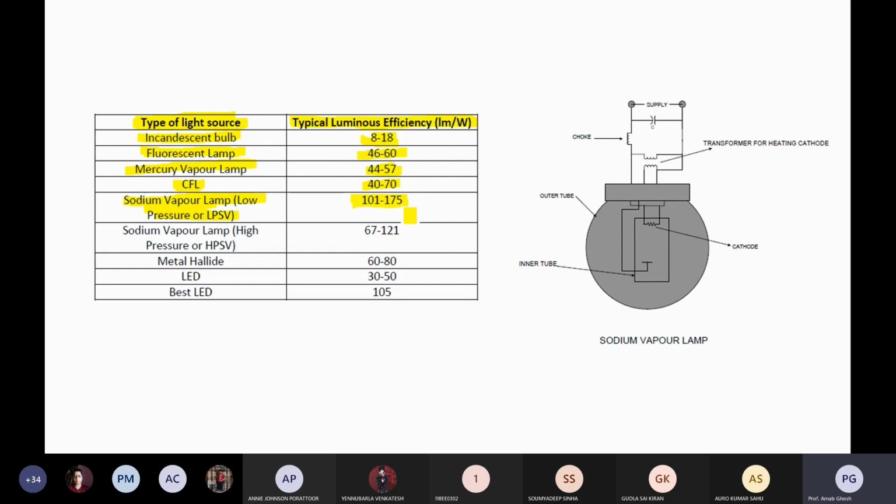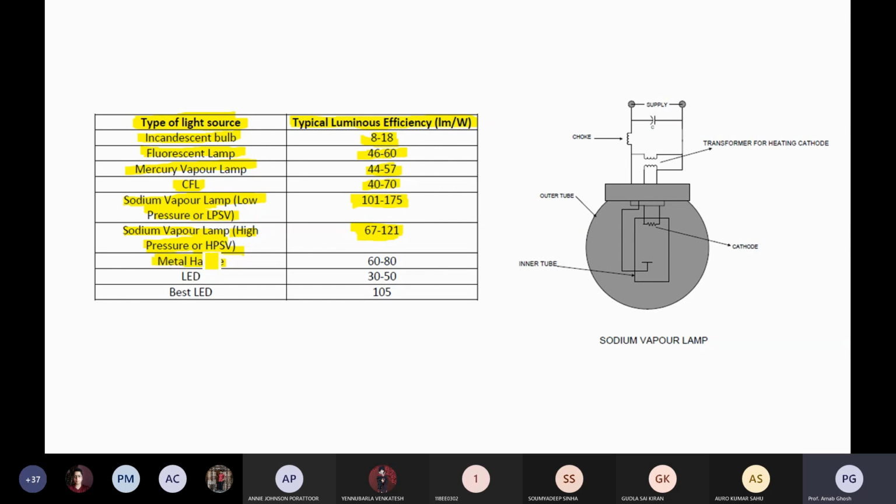Those are the basic concepts and applications. Here you know that the efficiency in lumen per watt is more in the low pressure sodium vapor lamp than in the high pressure, HP, sodium vapor lamp, whose lumen per watt is quite less. As per your application you can design the points in different segments.